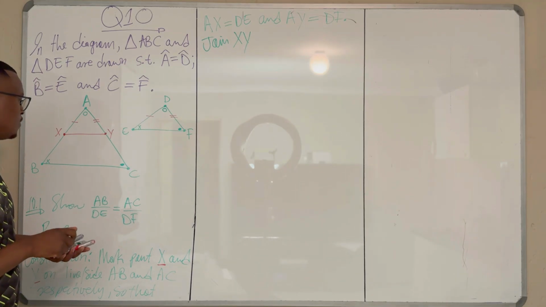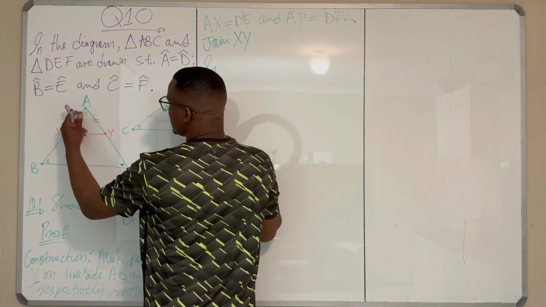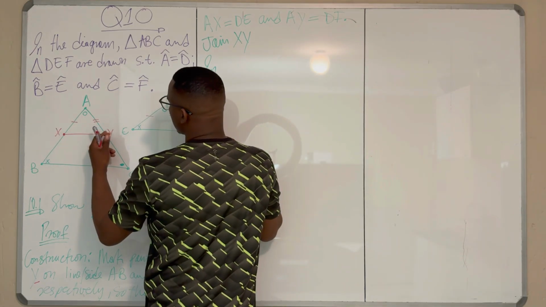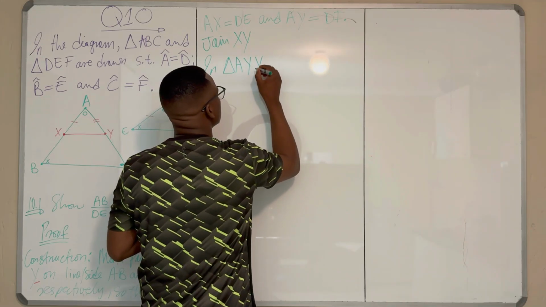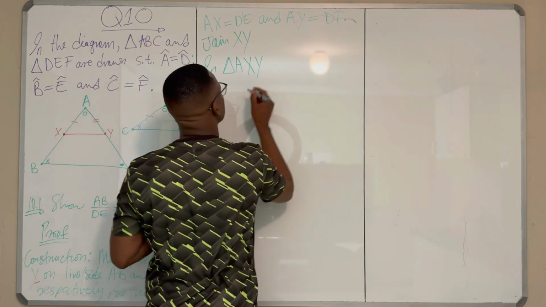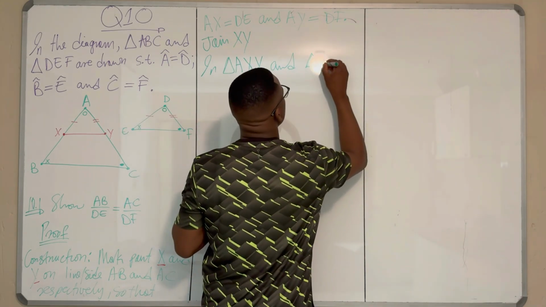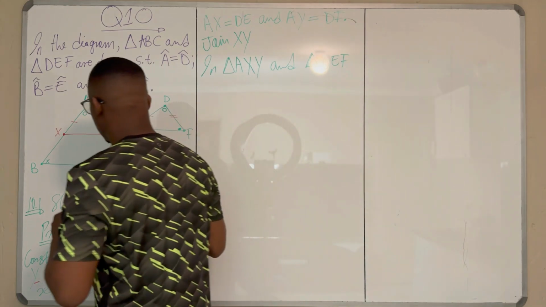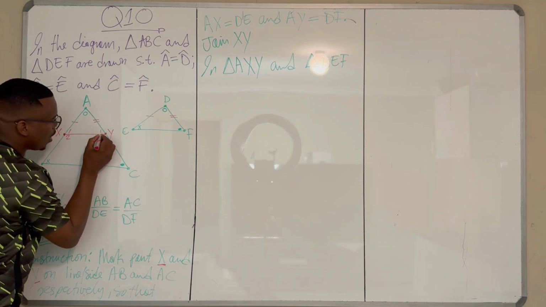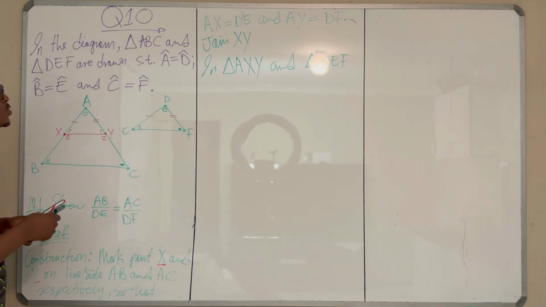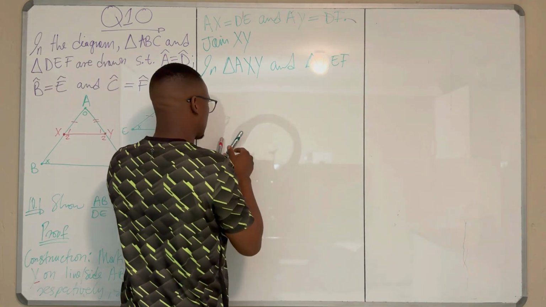So what I'm going to say now, I'm going to say in triangle AXY, and triangle DEF. So I'm looking at these two triangles. Let's say maybe this is X1 here, and this is X2, Y1 and Y2. So in these two triangles, I'm going to say AX is equal to DE. So our AX is equal to DE by construction.